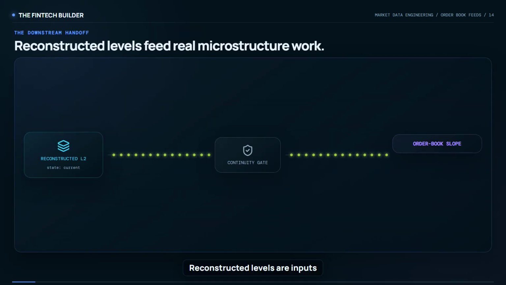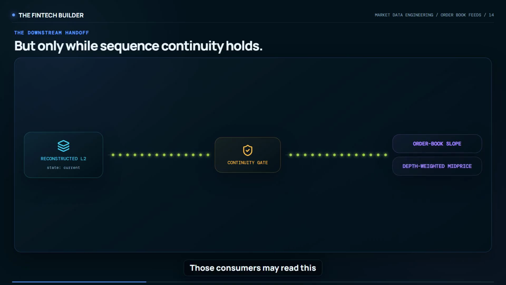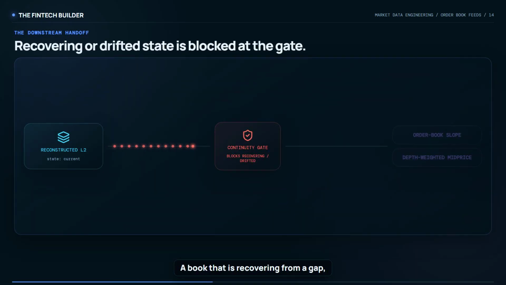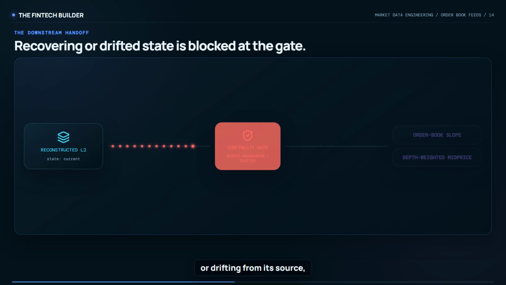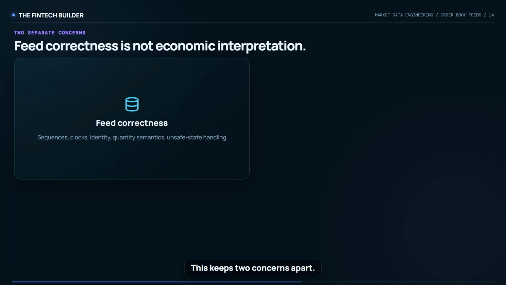Reconstructed levels are inputs to real microstructure work: order book slope, depth weighted mid-price, and the measures built on them. But that handoff is conditional. Those consumers may read this state only while sequence continuity is intact. A book that is recovering from a gap or drifting from its source must be blocked at the boundary rather than quietly measured. This keeps 2 concerns apart.